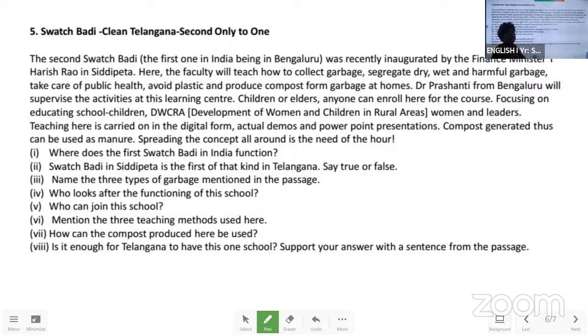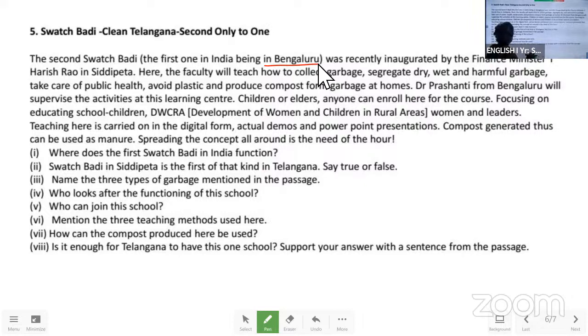So if you see, it hardly takes you 5 minutes to skim through the passage. Now, how do you go about answering? Where does the first Swachh Buddy in India function? It is in Bengaluru. One word. You don't have to write the full sentence. The first Swachh Buddy in India functions in Bengaluru. You just write the word, that's enough.